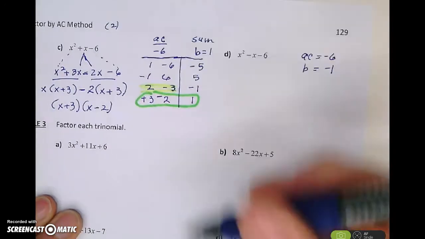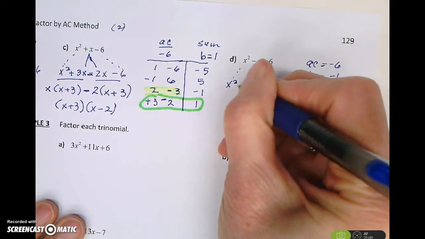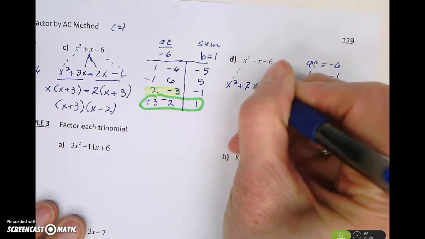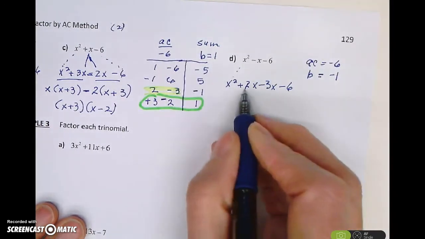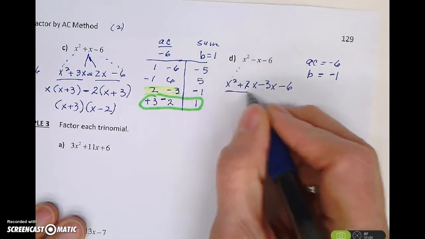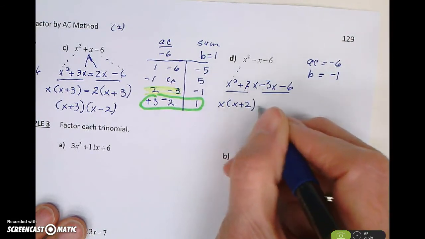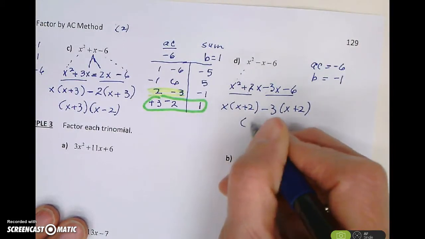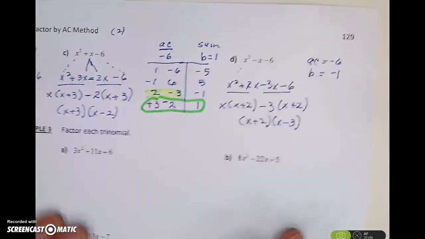So when I break this apart, I'm going to have x squared plus 2x minus 3x minus 6. So here's my 2 and here's my negative 3. Group 2. x leaves me with x plus 2, minus 3 leaves me with x plus 2, and that gives me x plus 2 times x minus 3 for my factors.